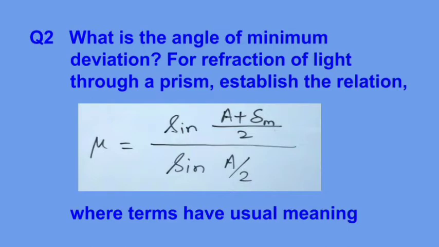To derive the relation for refractive index of material of a prism, you have to use the ray diagram of refraction of light ray through the prism. By using geometry, the derivation is done. You can find the derivation in the lesson Refraction and Dispersion through Prism.